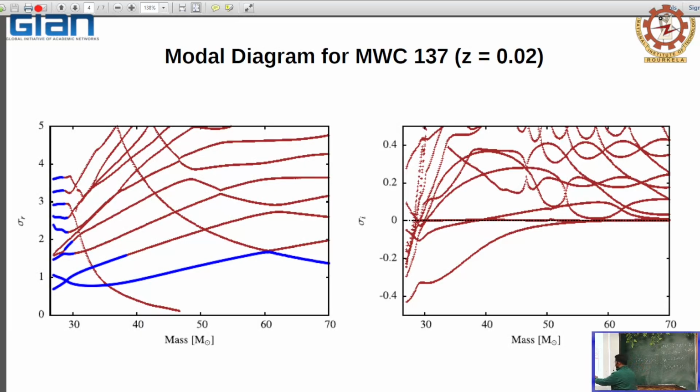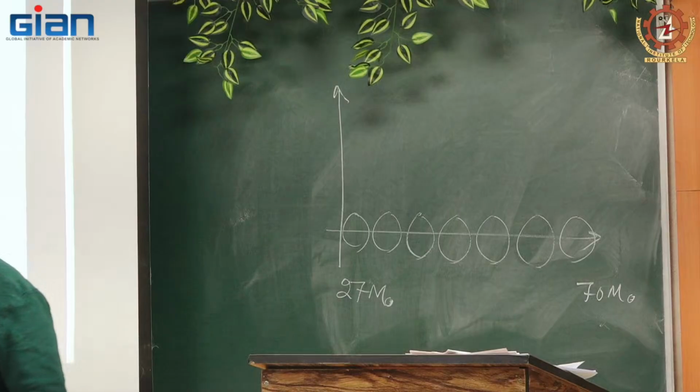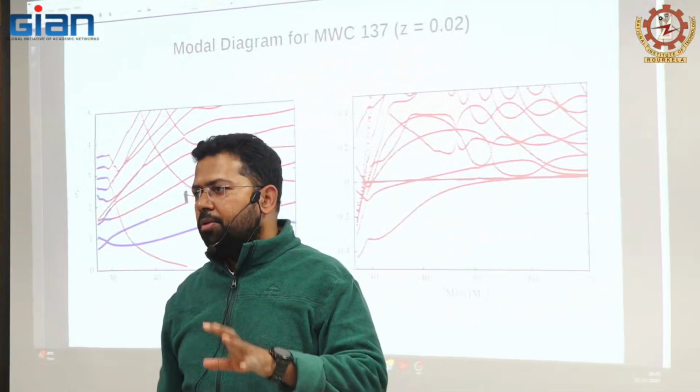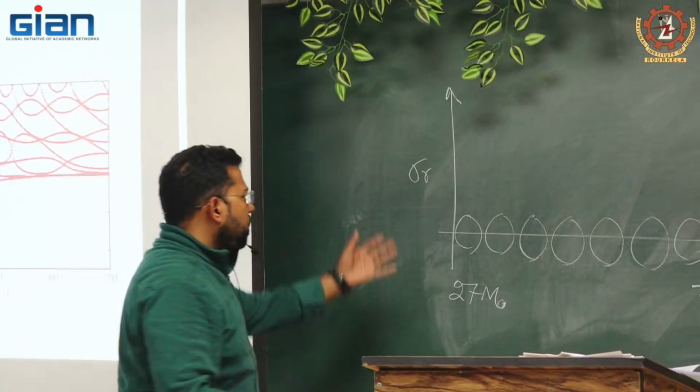So I will just briefly explain what the modal diagram is, so that it will make sense to you. Otherwise, it will be difficult for you to digest what I'm trying to say here. You can calculate the set of eigenfrequencies for a given model. If you construct one model, let's say for 27 solar mass, you have your sigma r, and obviously sigma r plus i sigma i will be there.